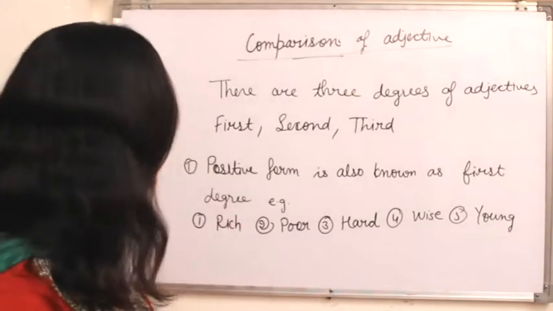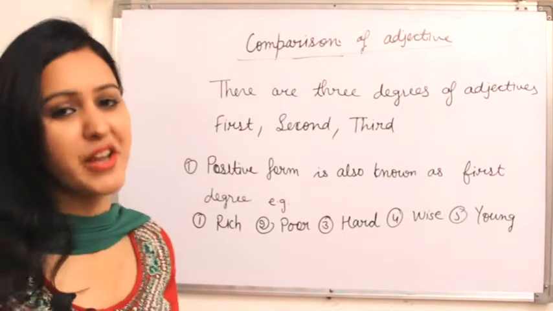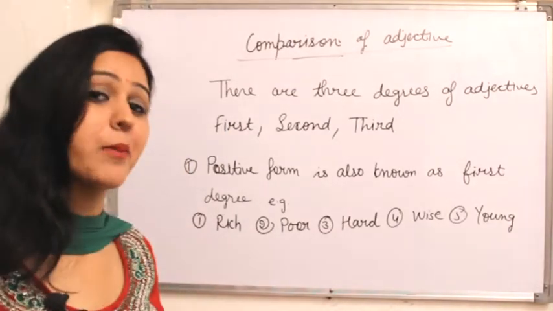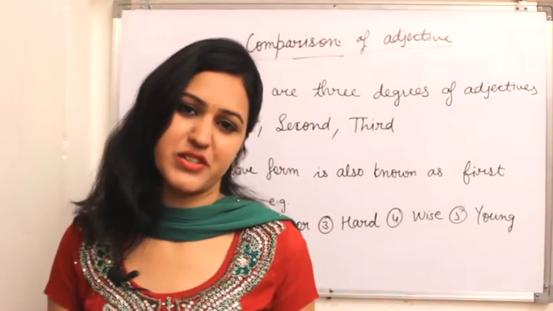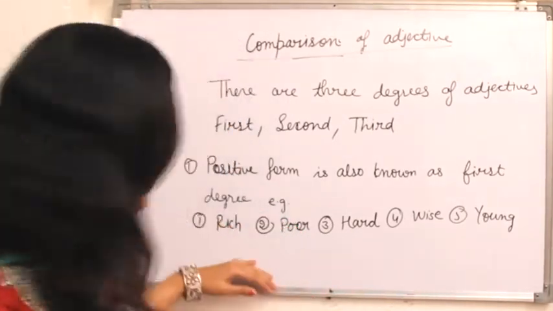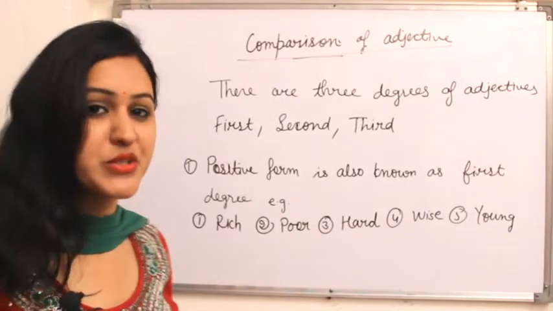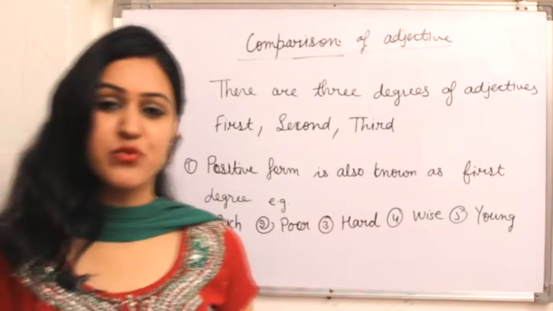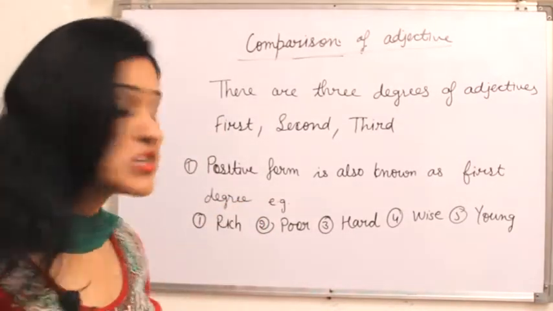Okay, so here I write comparison of adjectives which are of 3 degrees. So very first I write here positive degree, which is also referred to as first degree. So here I write rich, poor, hard, wise, and young. So it is counted as what? It is counted as positive form.